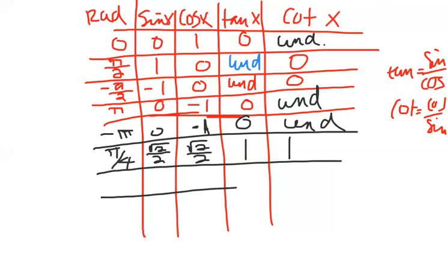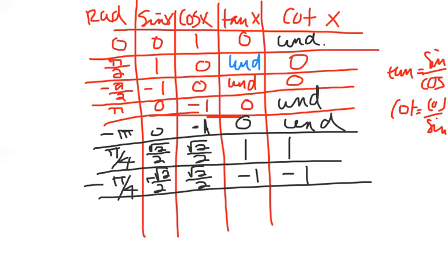And then we might as well do negative pi over 4. Negative pi over 4 takes you into the fourth quadrant, where the sine value is going to be negative, and the cosine value will be positive. So when you take the ratio, it's going to be negative 1 for both of them.